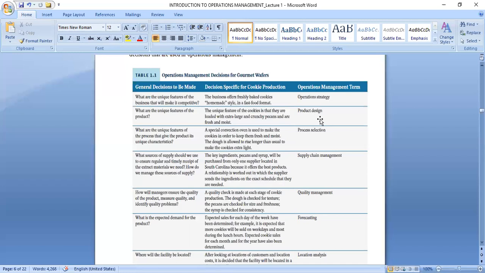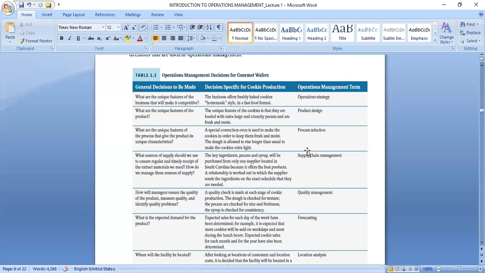And then we have product design. All these are in the scope of operations management. Remember, they are also decision making. A business has to make decisions for product design. And when making a decision on product design, for this cookie making company, the question would be, what are the unique features of these cookies that they are making? The answer would be that these cookies are loaded with extra large crunchy pecans, and they are fresh and moist. That is the unique feature that makes them different from other competing firms. So that would be under product design.